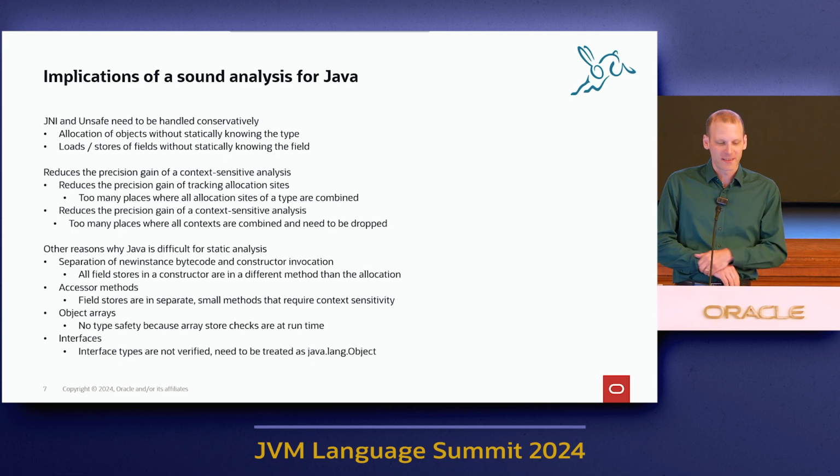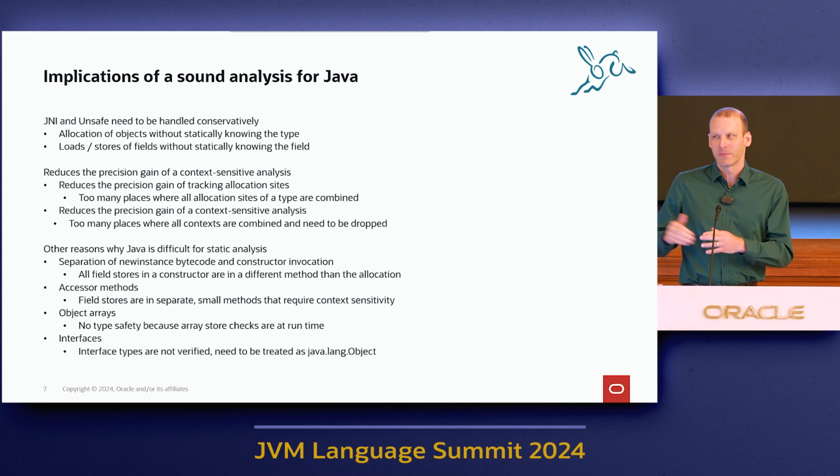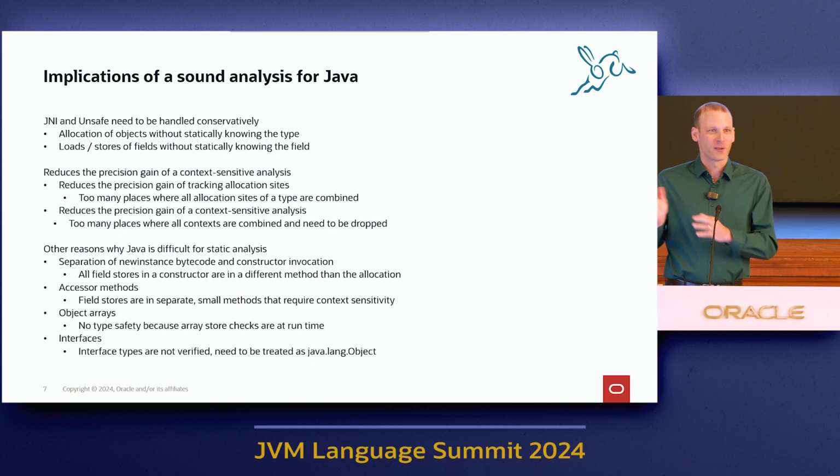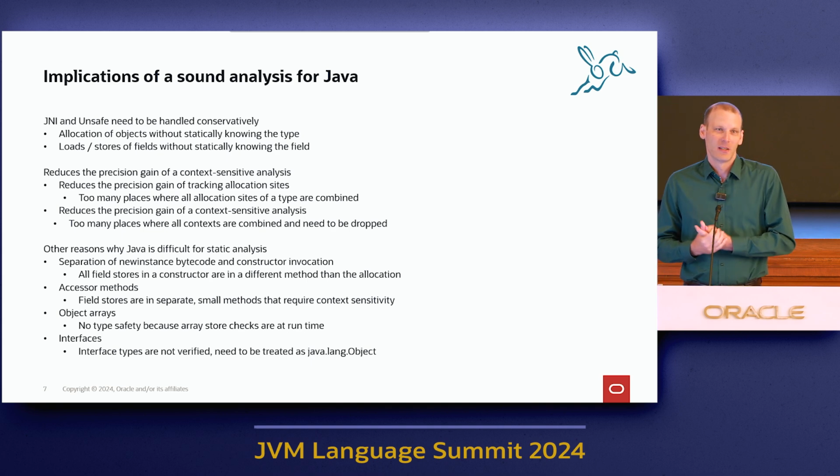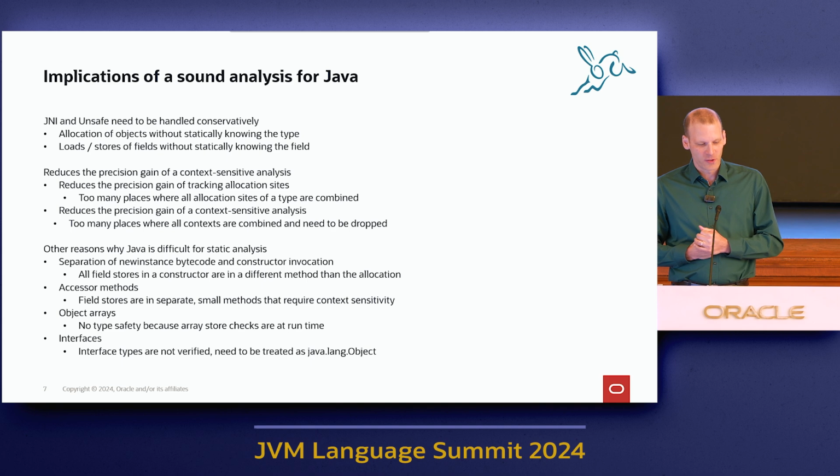And there are lots of other reasons why Java is pretty difficult to analyze statically. One thing is the separation of the new instance to allocate an object and a constructor. Then, of course, you have all the get and set methods. So you never really have getfield and putfield bytecodes inside a method in a larger context. You have them in separate methods. So if you just look at methods individually, you lose all the precision.